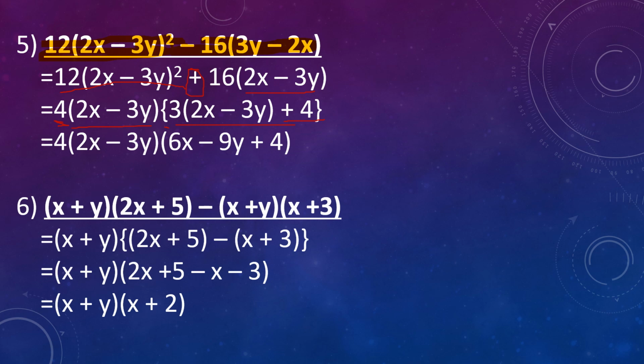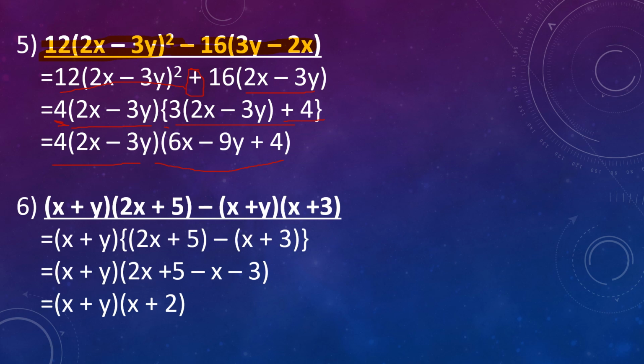Simplify the curly bracket. Common part will remain as it is. Don't multiply. 4 times (2x minus 3y) as it is. And within bracket, when you simplify, you will get 6x minus 9y plus 4.